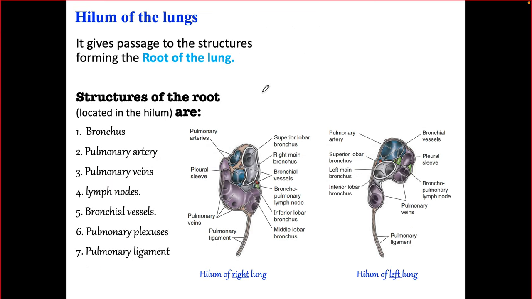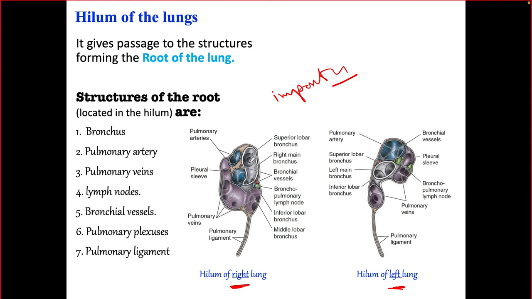Now, let us define what those structures are. You are looking at the hilum of the right lung here and the hilum of the left lung on the other side. Okay. But somebody can say, yes, what are those structures? Yes, this slide is important. Why? For many things. This slide and the next couple of slides are very important. This is what we need to focus on.